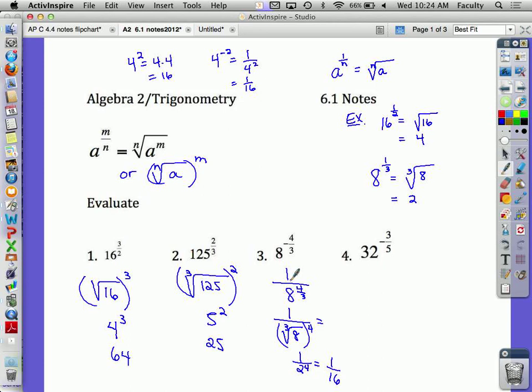All right, so let's look at number 4. This would be 1 over 32 to the 3/5 power. This means the 5th root of 32 being cubed. All right, so this one's on the board. What's the 5th root of 32? And then 2 cubed is 8, so it's 1/8.